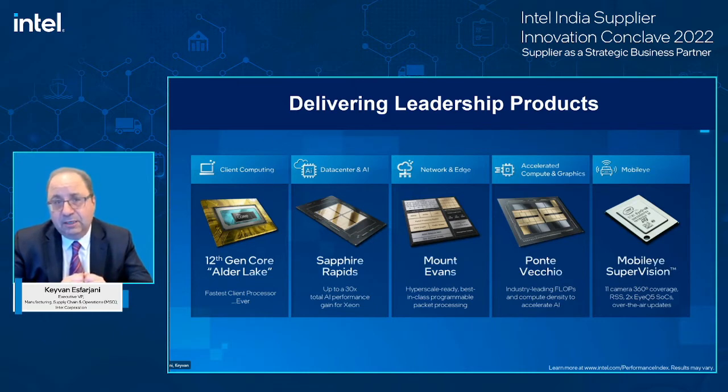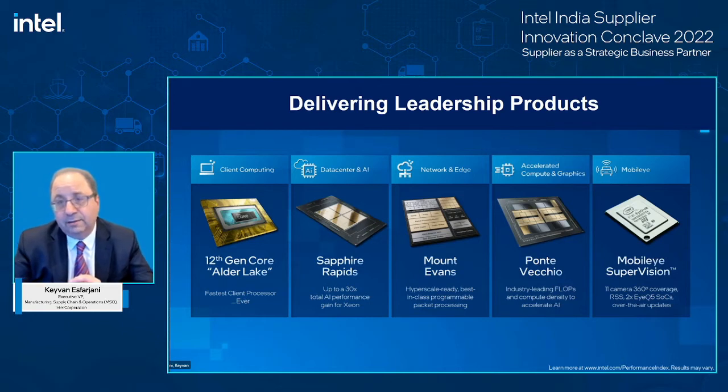Sapphire Rapids is our next innovative product coming up for our data center and AI. And this is up to 30x total AI performance gain for our Xeon family. Network and Edge, Mount Evans for hyperscale ready, best-in-class programmable packet processing.